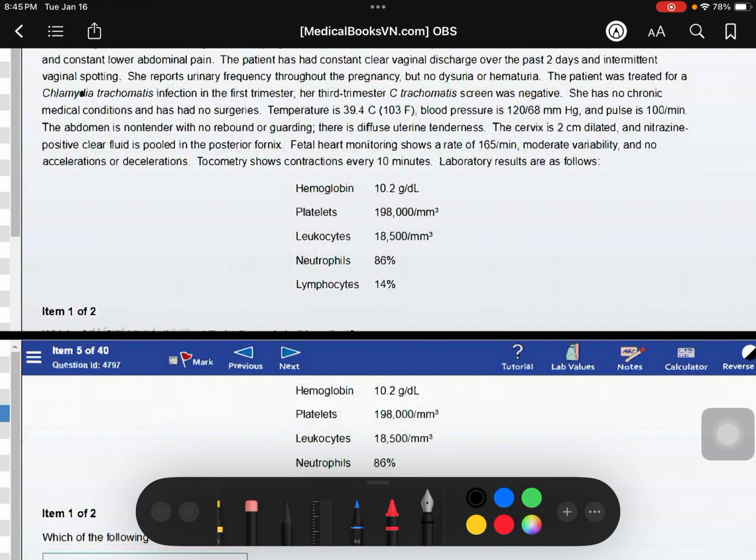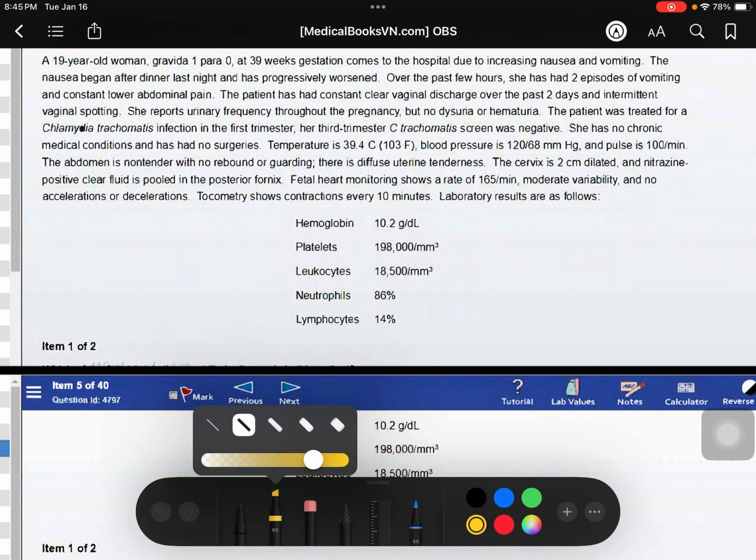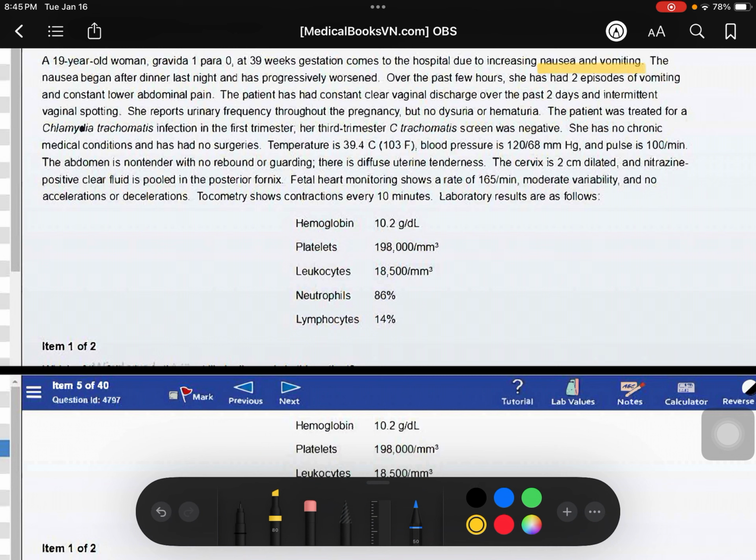So first of all we have to see that, as I told you, there is always a hint in the question. So first of all we have to search for the hint, where is that hint. The patient is suffering from nausea and vomiting. So we can highlight this one, nausea and vomiting. This is the first hint.